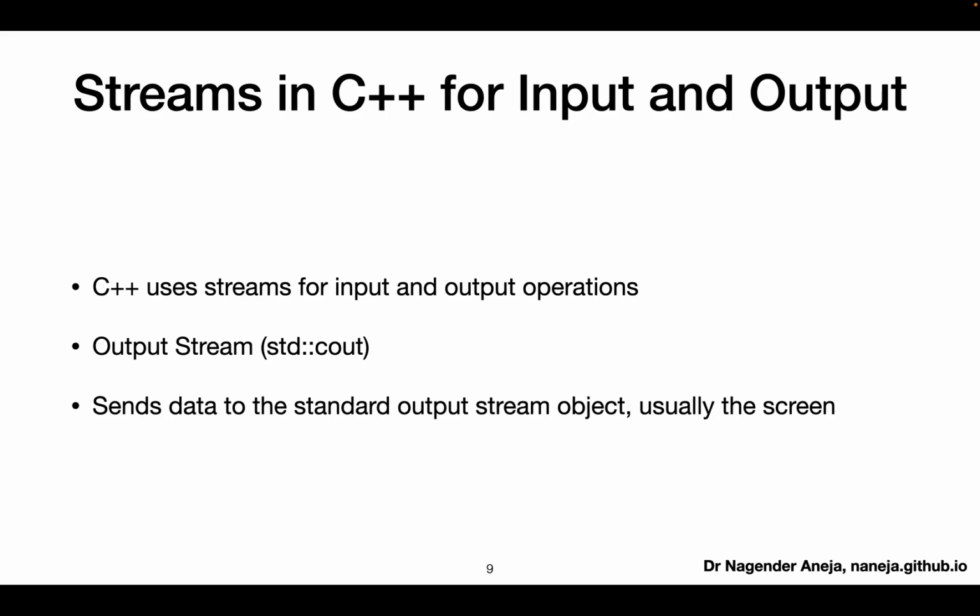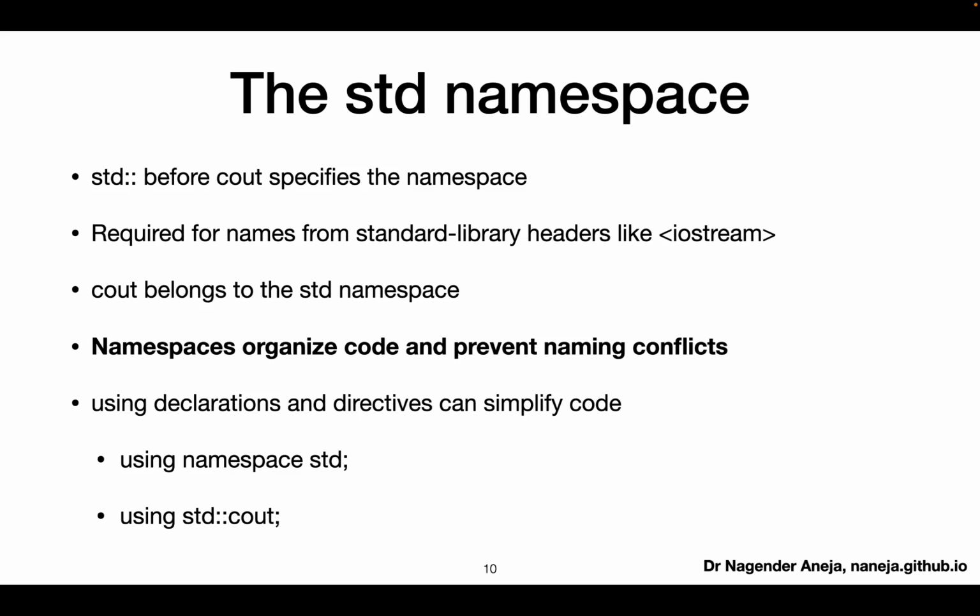And in C++, we have an input stream and an output stream. That means we want our output to be displayed on the screen, and we want our input to come from the keyboard. For that, we use the output stream as well as the input stream. The output stream is std::cout. So if we say std::cout hello, hello will be displayed on the screen. It sends data to the stream object.